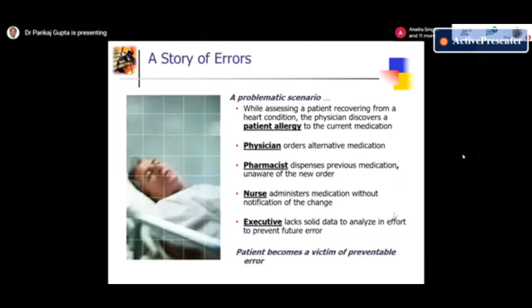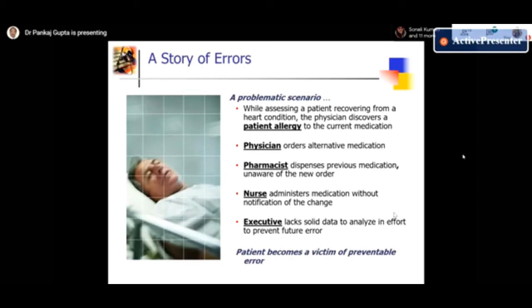So here is a scenario. If the patient has an allergy, the physician orders an alternative medication. The pharmacist doesn't know, and the pharmacist dispenses the previous medication. The nurse also doesn't check that there is an allergy that has been reported and that she should not be giving this old medication, and goes and administers it. What will happen? It will be a massive allergic shock, right? It could be an anaphylactic shock. You could lose the patient.